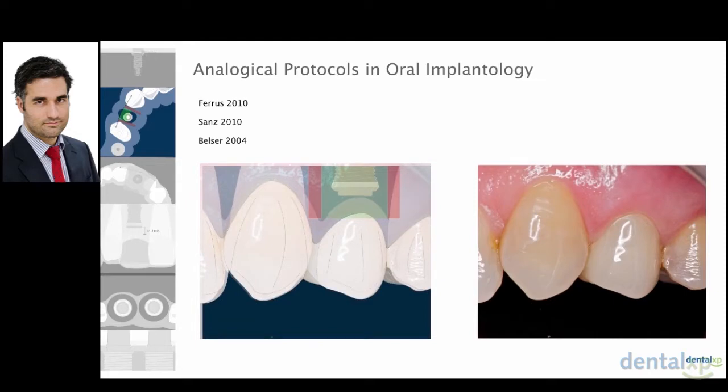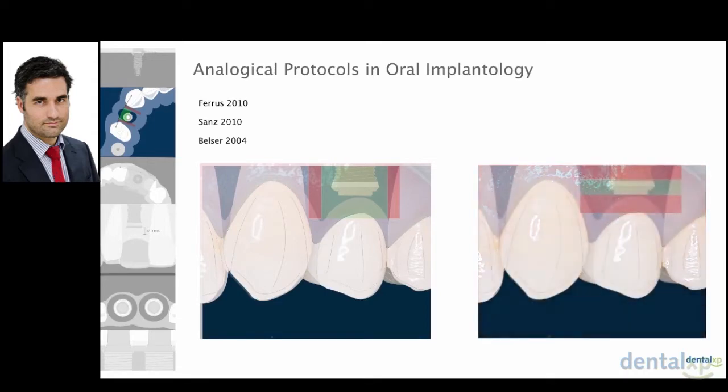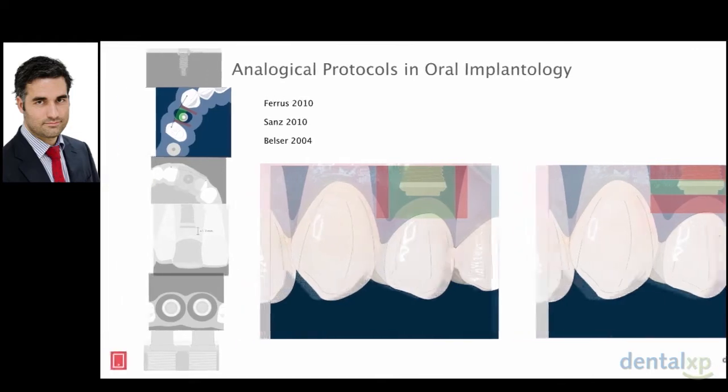So if you remember comfort zones, you have to respect that. You have to maintain the implant 1.5 to 2 millimeters from the adjacent teeth, and of course in an apical coronal situation should be 3 millimeters below that gingival margin.